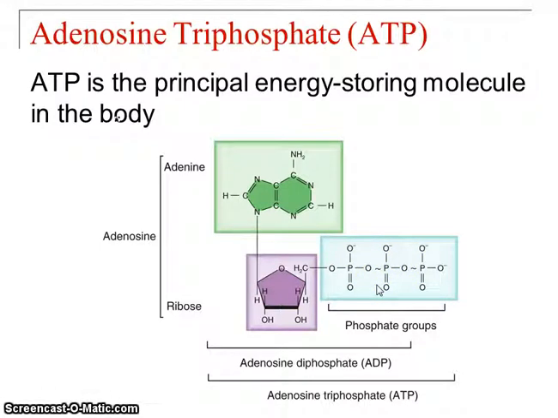So what happens whenever we want to pump a pump or move something in the cell or make a bond is we break one of these bonds. It releases energy, and we use that energy. So after you break one bond, you've got adenosine diphosphate, ADP. And if you break another bond, you would have adenosine monophosphate, just the one phosphate left.